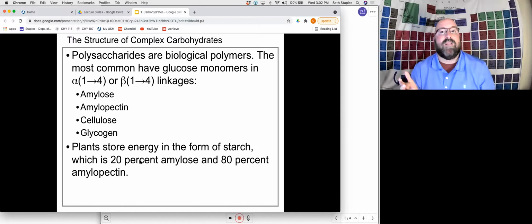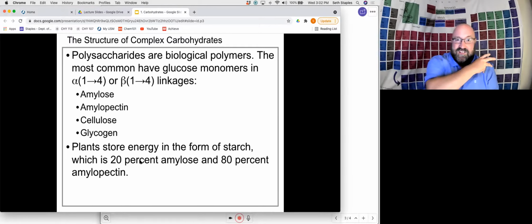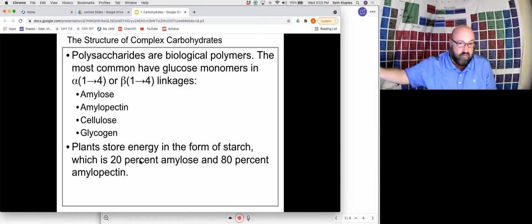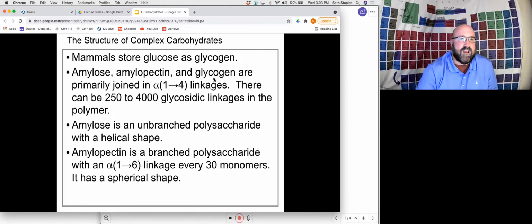Polysaccharides are what we call biological polymers. And so now we're going to get long strings of usually glucose monomers connected in either alpha 1,4 or beta 1,4 linkages, and a few different types of those: amylose, amylopectin, cellulose, glycogen. This is how plants store energy. Plants store energy in the form of starch, which is 20% amylose and 80% amylopectin, just long strings of glucose molecules. And we'll look at a couple diagrams of that.